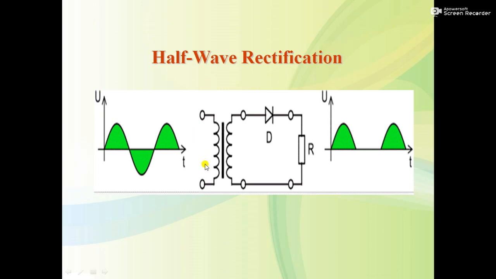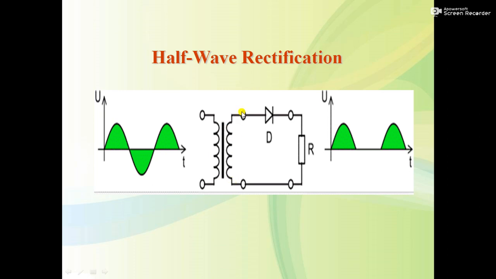So consider what we are applying at the input stage is an AC signal, and this is called a step down transformer. Actually, in transformers there are two types, step down and step up. Now our aim is to convert high voltage to low voltage, meaning AC to DC voltage. That's why we are using a step down transformer.